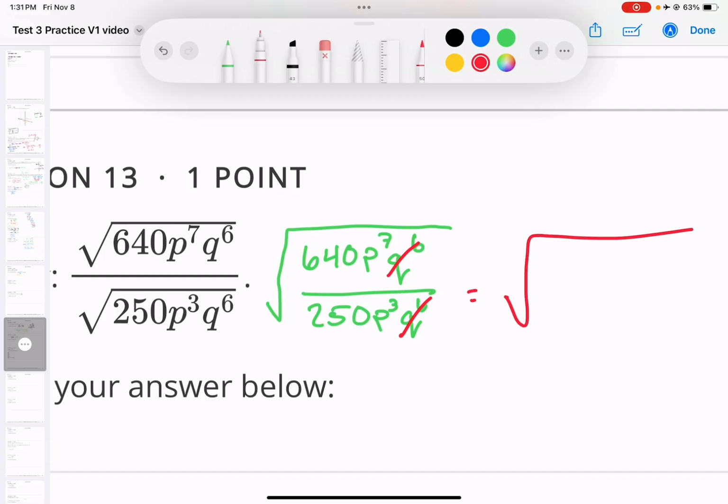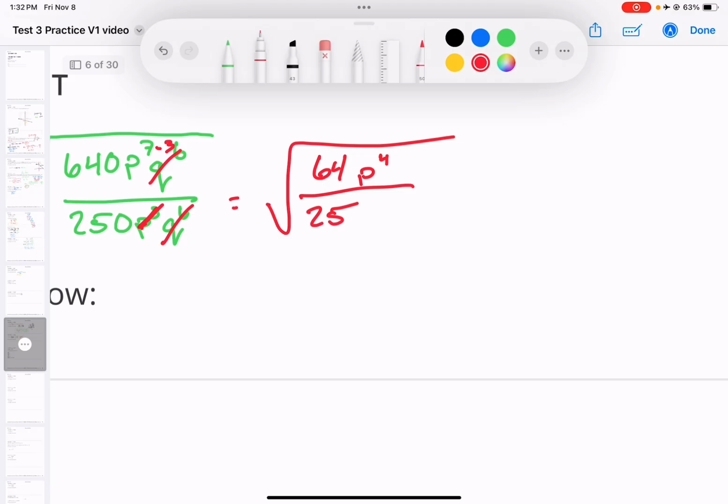Plug in 640 fraction, oops, wrong button. 640 fraction 250. And that's going to give me 64 over 25. And then up here, I'm going to have P, and then it's the 7 minus the 3 because I'm dividing. So that's going to be P to the fourth. And now I can take the square root of all of it. Square root of 64 is 8. Square root of P to the fourth is just P squared over 5.